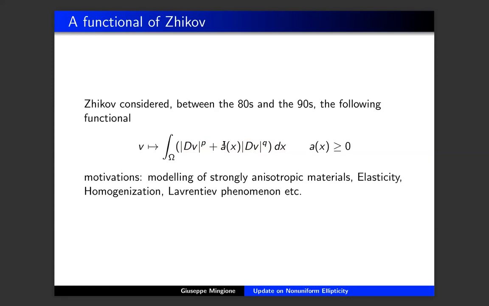So when a of x, which is a modulating coefficient, is zero, then the growth with respect to the gradient is at level p. When a of x is larger than zero, so at those points, so I freeze, then the growth is at q rate, and q is larger than p. On the other hand, at every point, the growth is always the same. So it's either p or it's q.